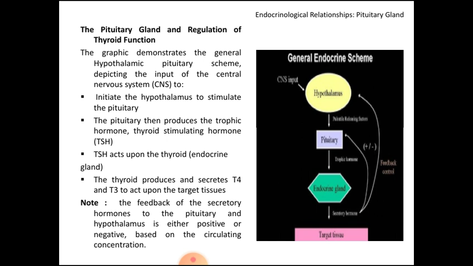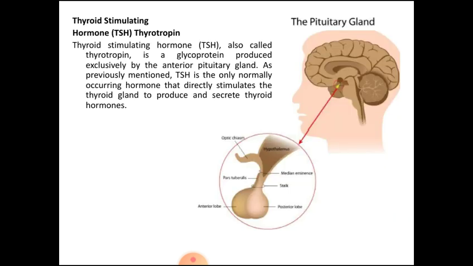Take a note in this scheme. The feedback of secretory hormones to the pituitary and hypothalamus is either positive or negative, based on the circulating concentration of T4 and T3. So the control of negative and positive feedback is also controlled by the production of hormone from the thyroid gland, or end organ produced hormone.